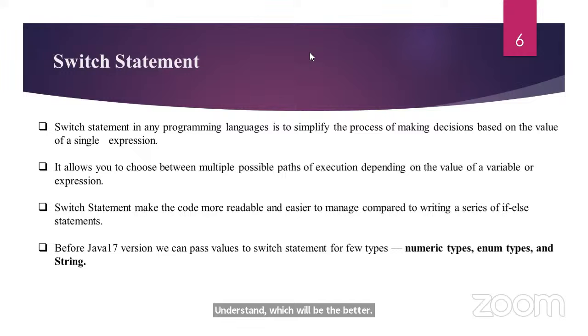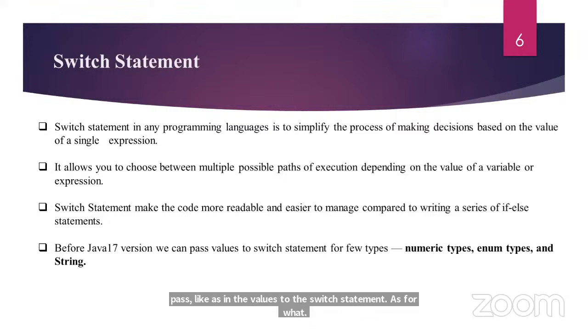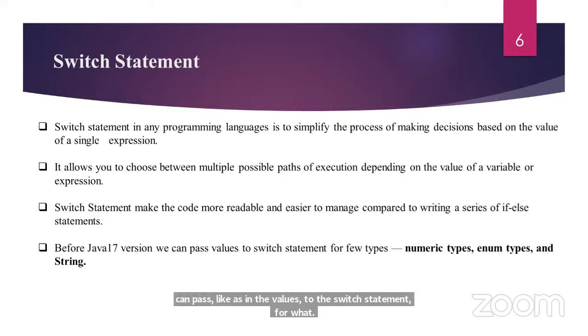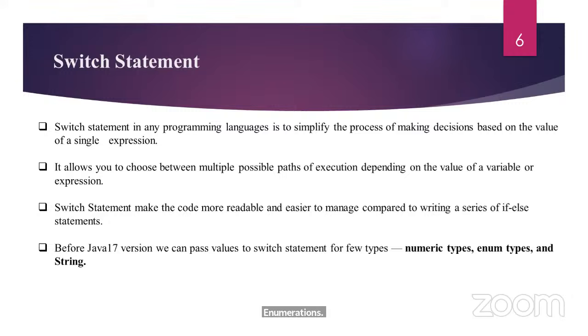I would like to highlight one important point here. Before Java 17, we can pass as values to the switch statement numeric types, enumeration types, and you can pass string values to the switch cases as well. Before Java 17, which kinds of values can be passed to the switch statement? Numbers, enumeration constants, and string values also. Agree? So before Java 17, numerics, enumerations, and strings. Clear, guys, everybody?